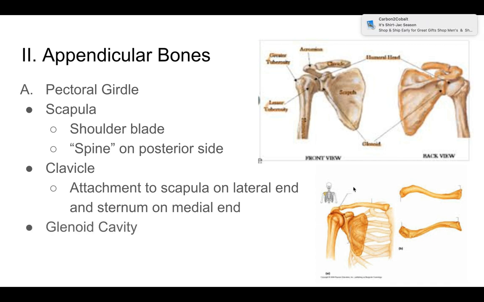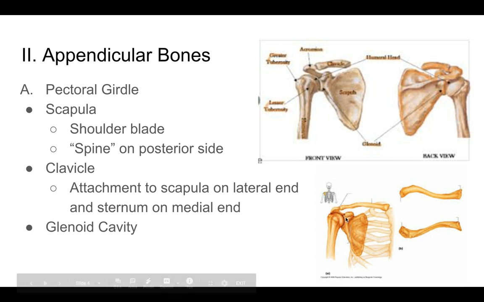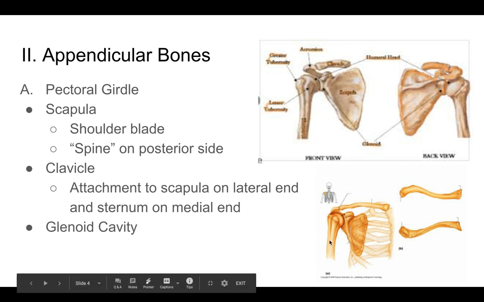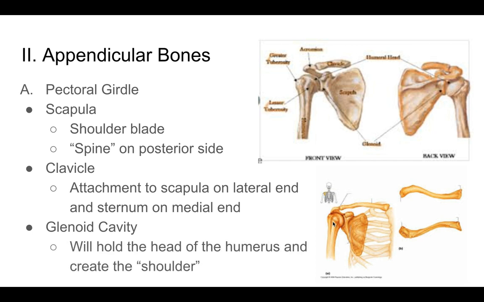We also want to talk about this socket that has now been created. So this is called the glenoid cavity. So make sure that you label over here in the diagram that this indentation now where your humerus is going to fit, that has a name. It is called the glenoid cavity. It will hold the head of the humerus and create your shoulder.